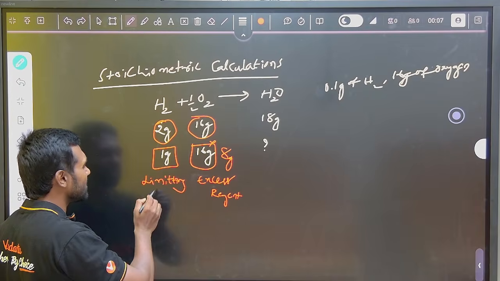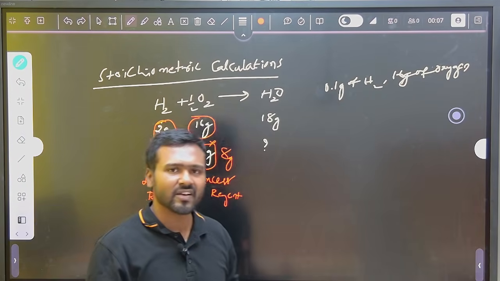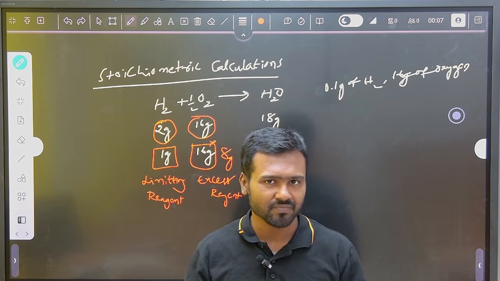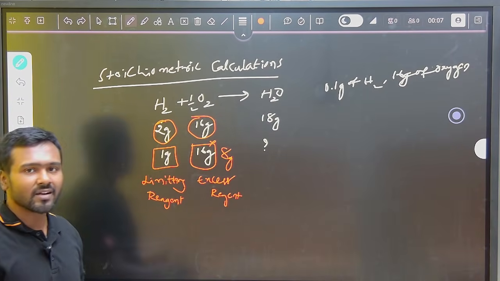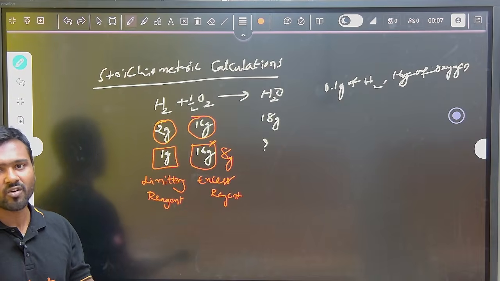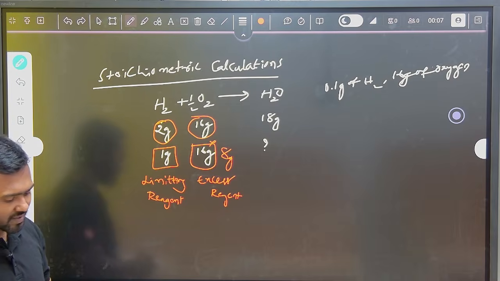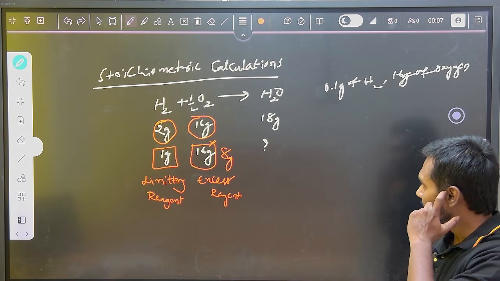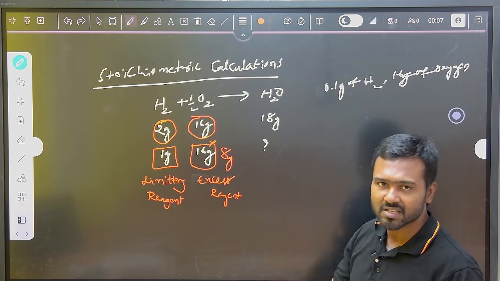Now the question comes, what is a limiting reagent and what is an excess reagent? The name excess reagent itself says excess. That means it is present extra in the reaction. And whichever is present in the lesser quantity is considered the limiting reagent. Then here, if you see, 2 grams will react with 16 grams, then 1 gram is reacting with only 8 grams, not 16 grams.